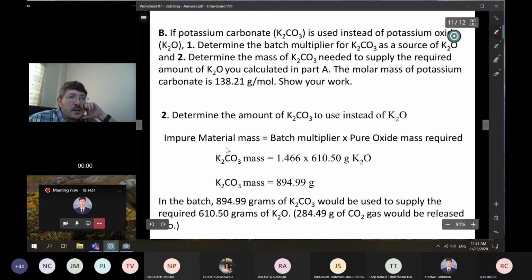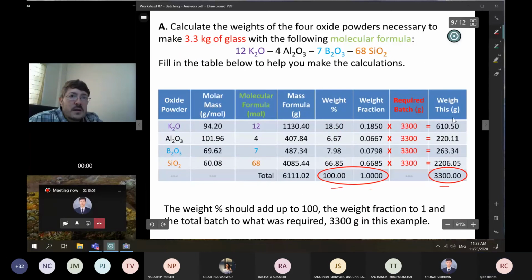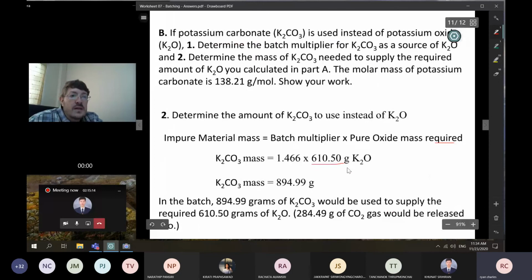Impure material mass is the batch multiplier times the pure mass that we required. We wanted 610.5 grams back here. This is the pure amount, but we don't have that. We ran out. We have carbonate now. We want this much, so we multiply it by the batch multiplier. That's why it's called a multiplier. And we get 894.99 grams, or maybe 895, depending on how good your balance is.